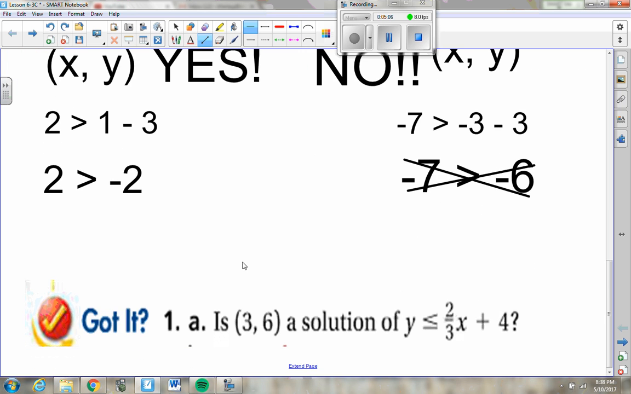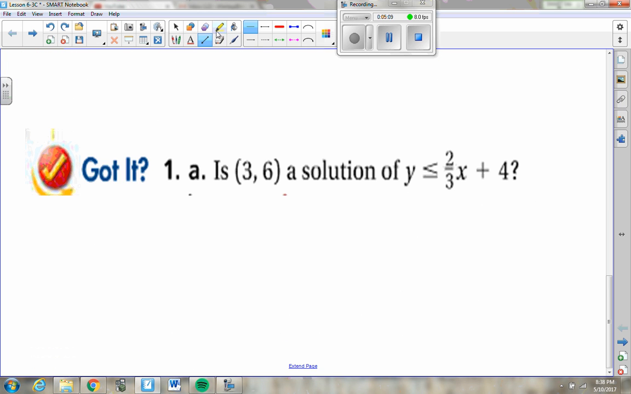I have one I'd like you to try. Here's a new inequality where you have to do a little work with fractions. Multiplying fractions, multiply the top, of course, and then divide by the bottom. See if the coordinate point 3, 6 is a solution to the inequality, putting 3 in for x and 6 in for y.